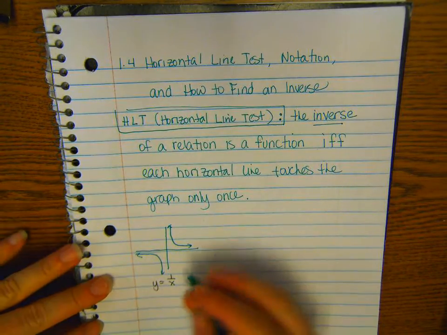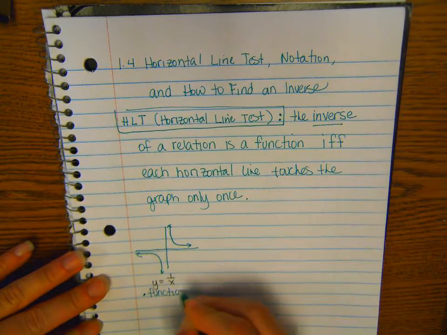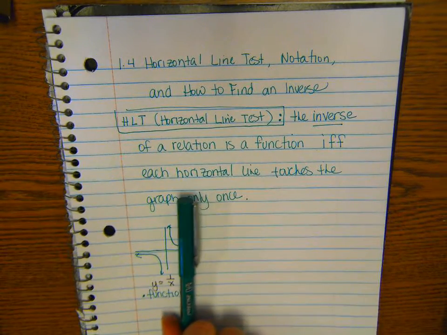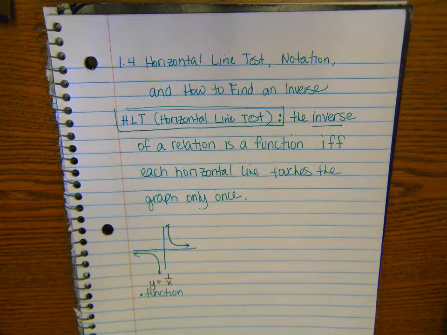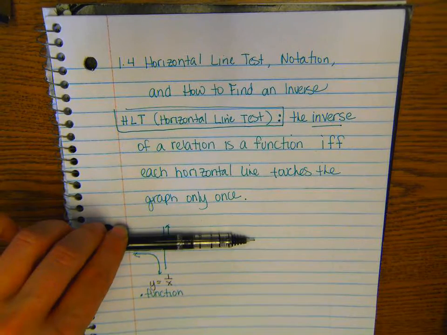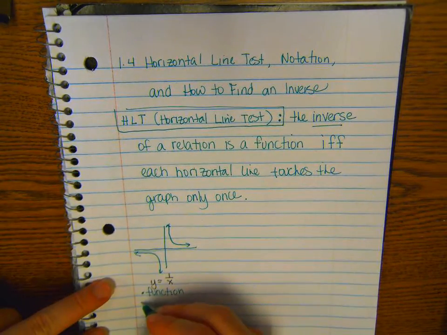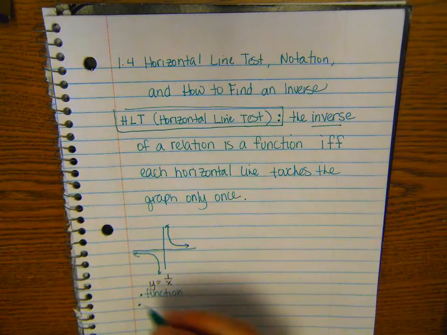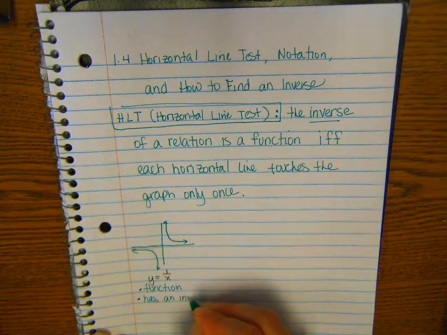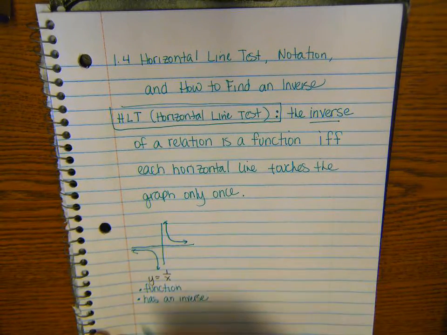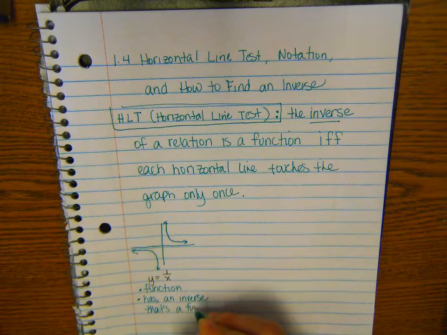Why? Because doesn't it pass the vertical line test? A vertical line would at most cross once through this. Okay. Now, let's go the other way. Does this pass a horizontal line test? Yes. So what that means is this actually has an inverse that's a function too. I don't know what it is, but I know it has one. It has an inverse that's a function.